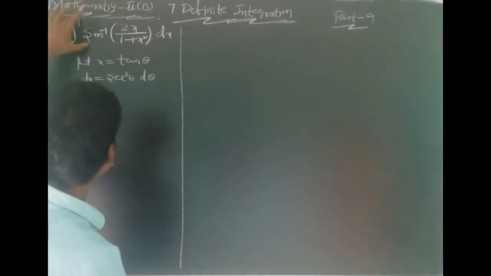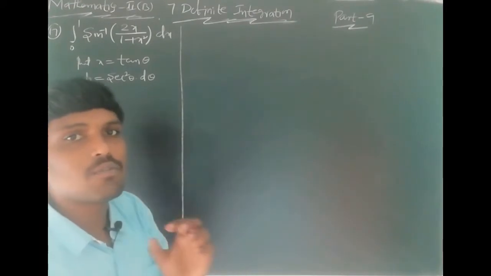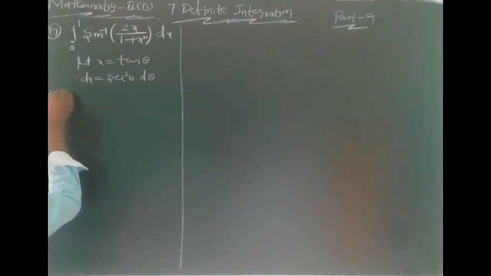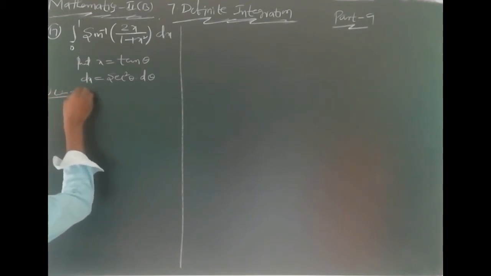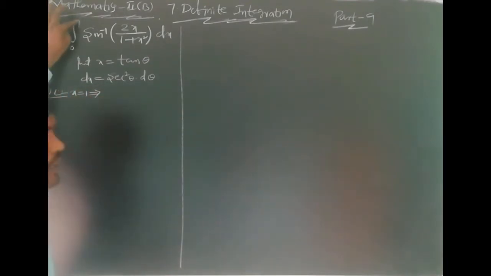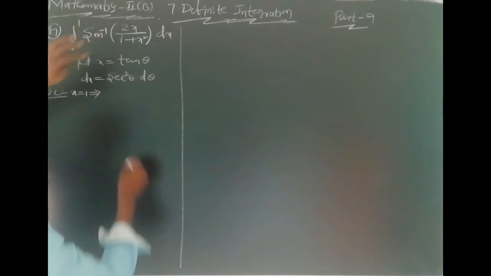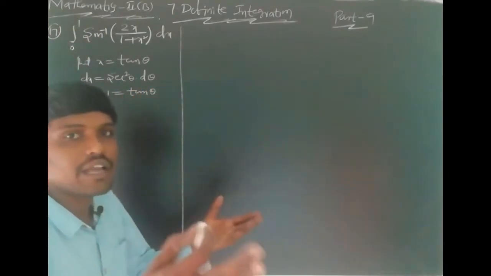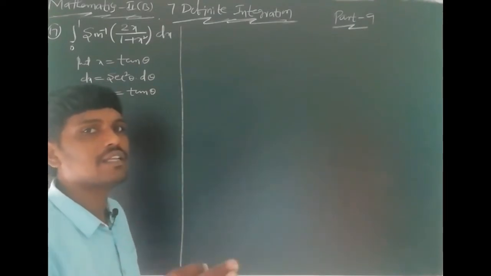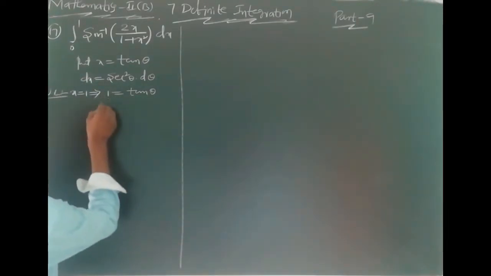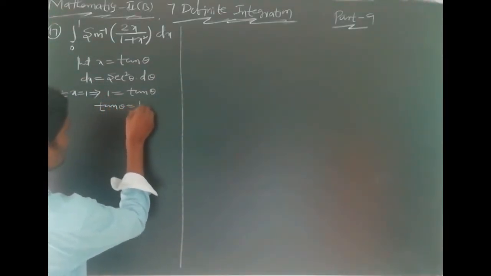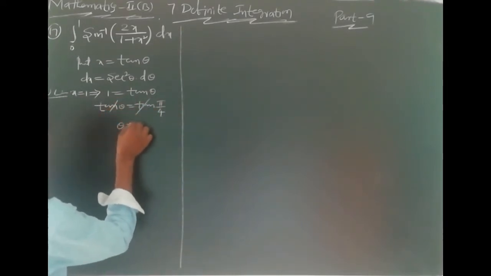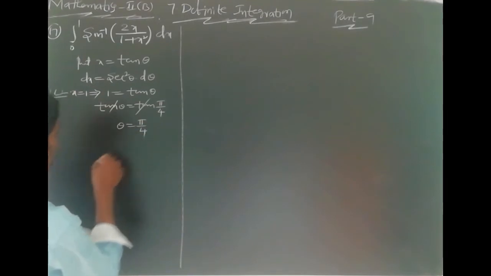What about the limits? Limits also change. Upper limit: x is equal to 1. You can write 1 is equal to tan theta. Tan 45, nothing but pi by 4 radians. Tan theta is equal to tan pi by 4, tan gets cancelled, theta value is pi by 4.